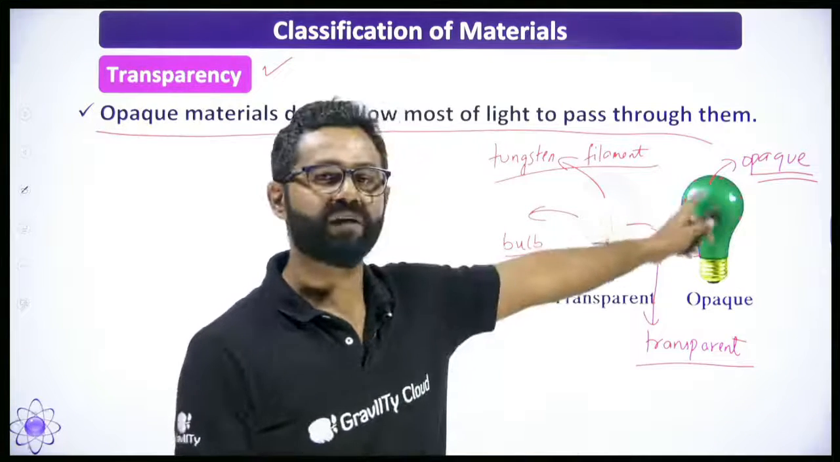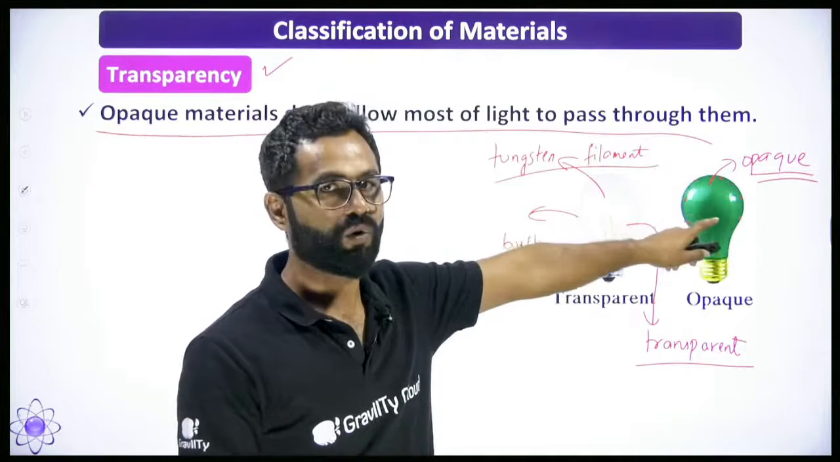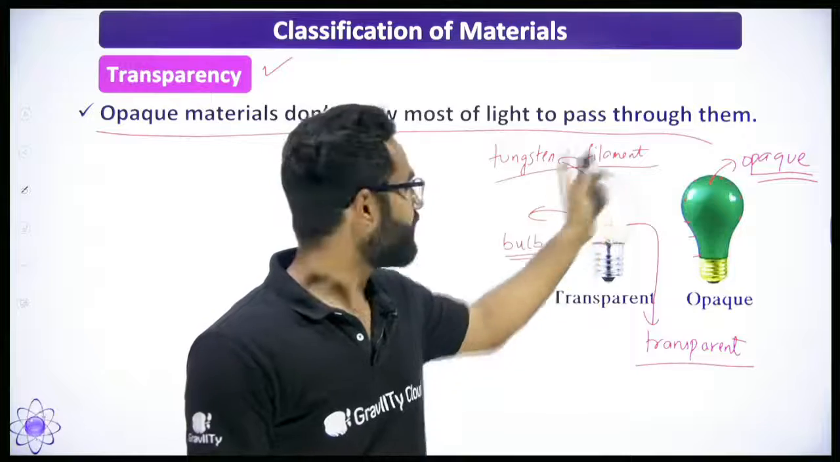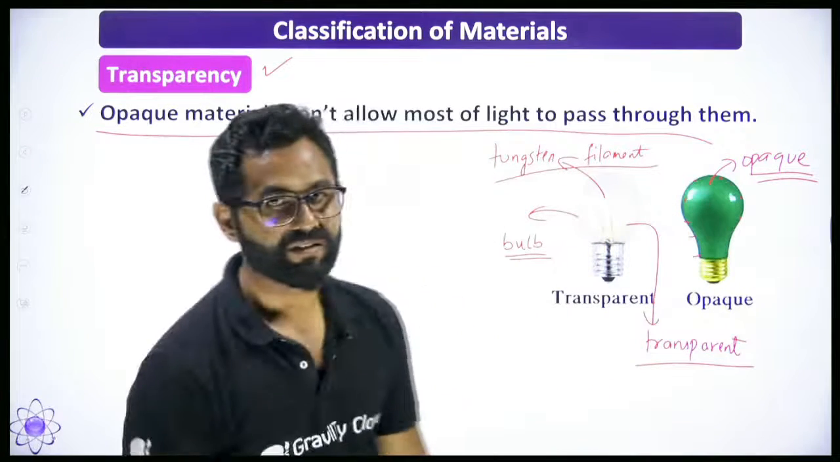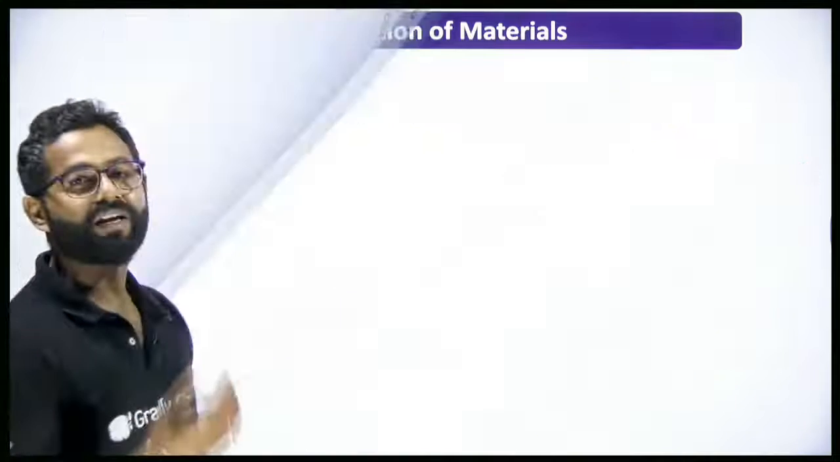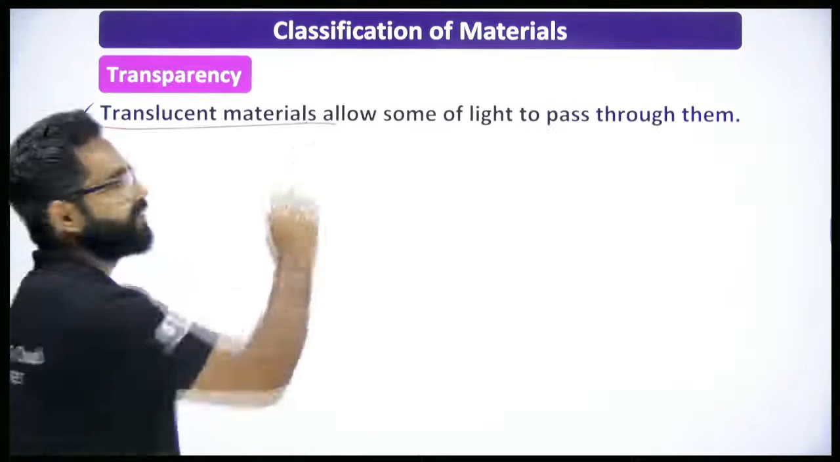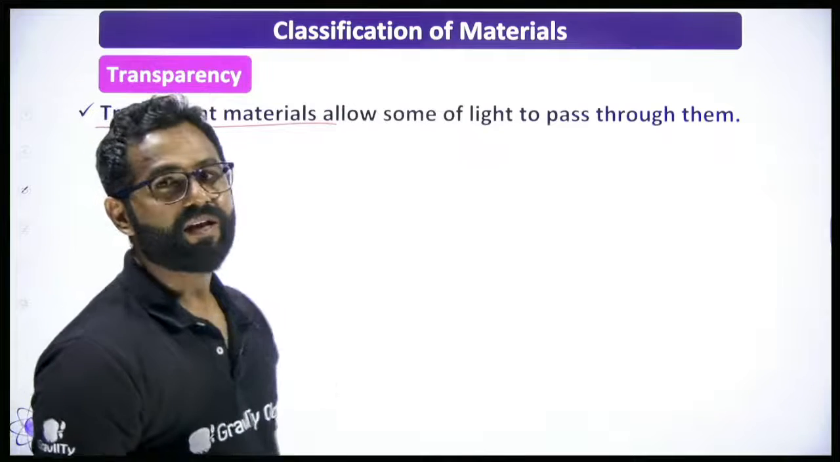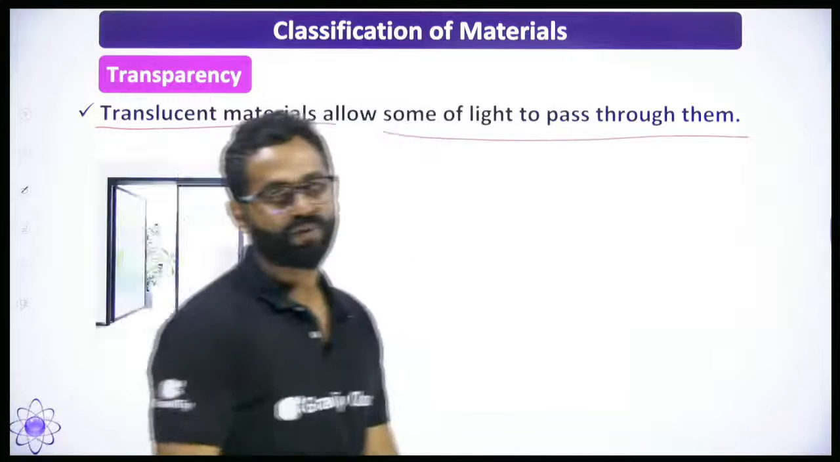Can you see the filaments? Can you see the tungsten inside the bulb? No. In this bulb we can see, but in this bulb we cannot. That means this bulb is opaque in nature, right? It does not allow the light to pass through it. Simple. Similarly, translucent materials. These materials allow some amount of light to pass through them.